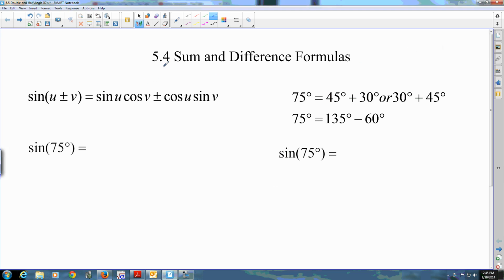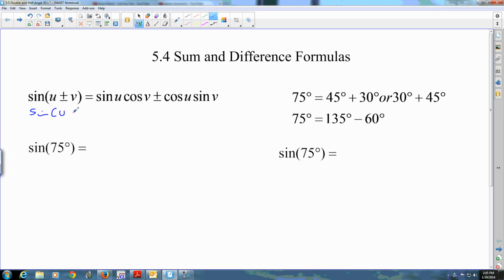Alright, you guys, as you can see, section 5.4 for pre-calc, you're using the sum and difference formulas. These are the two formulas. A couple things I want to point out when we get over to the cosine one is these symbols are the same symbols, and I can explain that. Give me a second to erase this. This is writing two formulas in one.